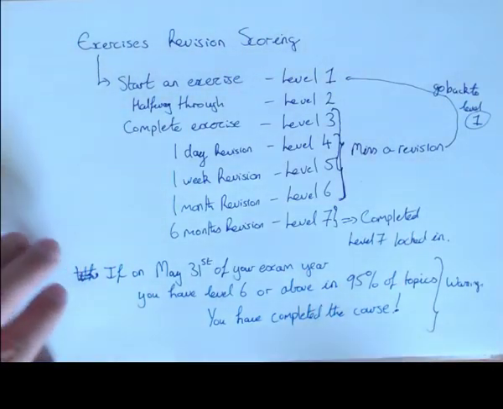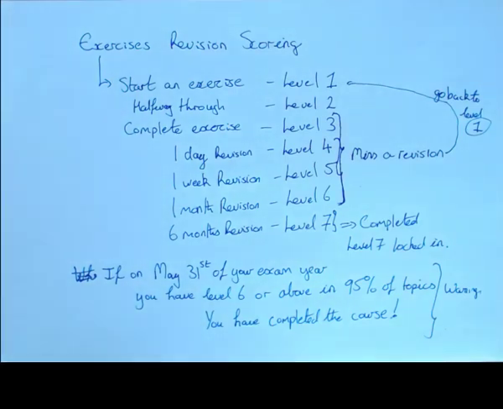The exercises are automatically corrected, and as you work your way through them, you'll get your various points until you've completed the exercise. When you start an exercise, you immediately go from no level at all to level 1. As soon as you answer any particular question, whether you get it right or wrong, you go to level 1. When you've got half of the questions answered correctly, you move on to level 2.